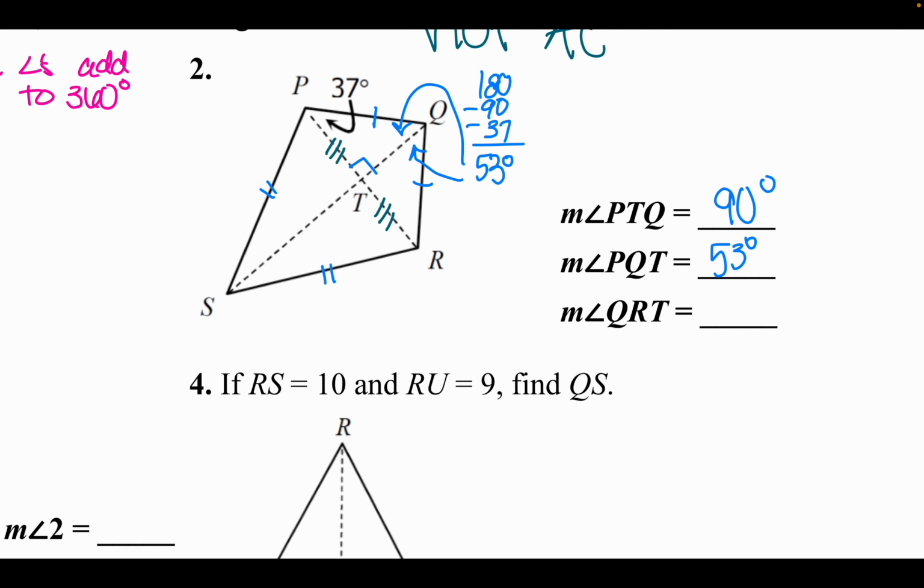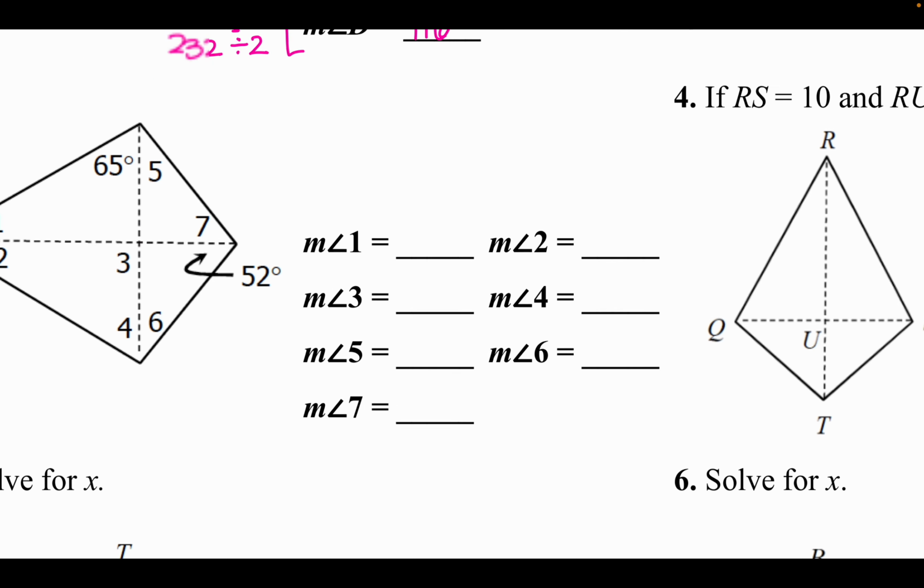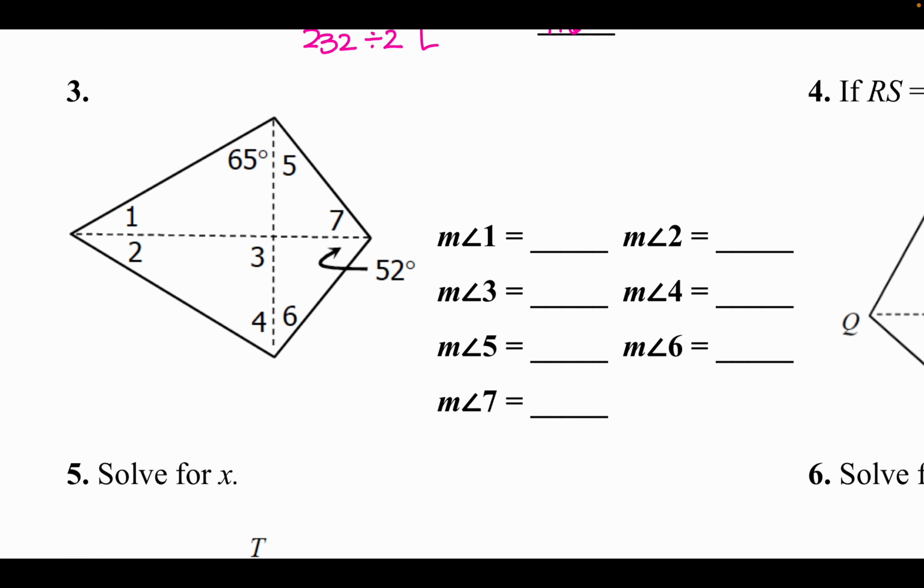And then we know that 37 is also this angle. So QRT is 37 degrees. And that's because we have those congruent triangles. So if I mark that, these two angles are congruent, and these two angles are congruent, and this is a right angle as well. So all the sides and all the angles are congruent to each other. Okay.